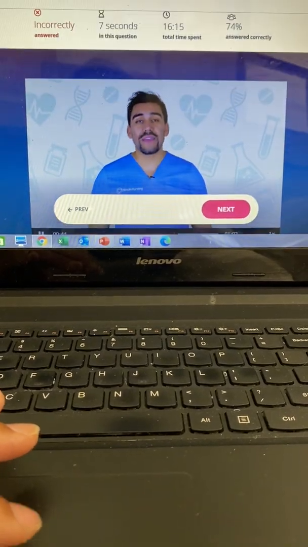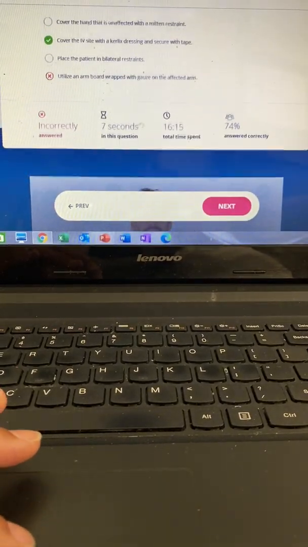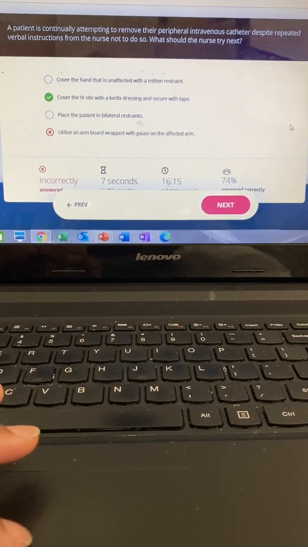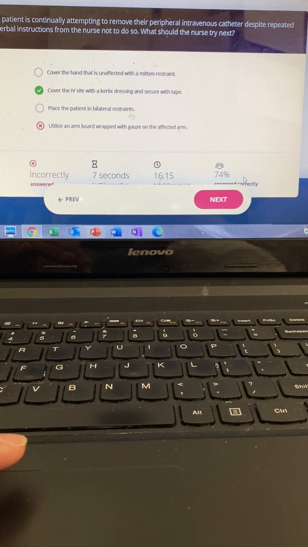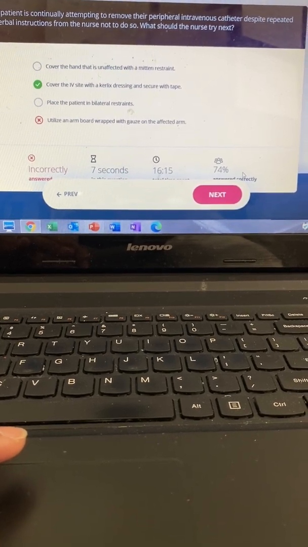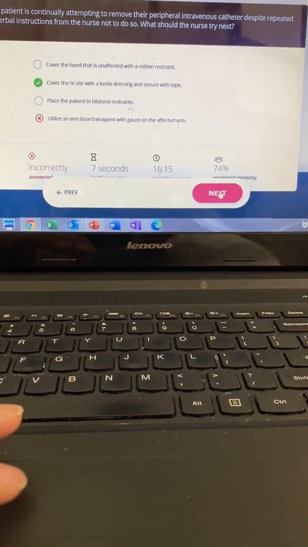Restraint is invasive and needs an order. And option number 4, using an arm board is used to maintain the IV site, but it's usually used for patency and not usually used to prevent someone from taking out their IV. Okay, that wraps it up.